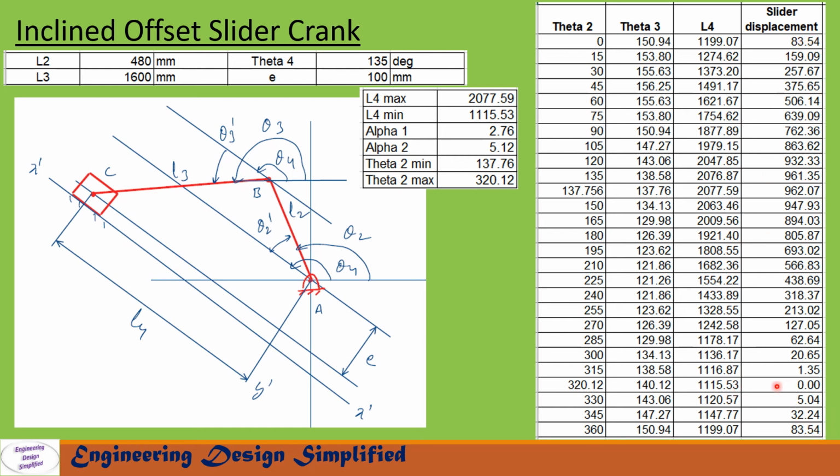So this column is slider displacement. At the nearest position of the slider we have taken displacement as 0. So the displacement at any given angle is calculated as L4 minus L4 minimum. So these are the displacement values. Now let us see the graphs.